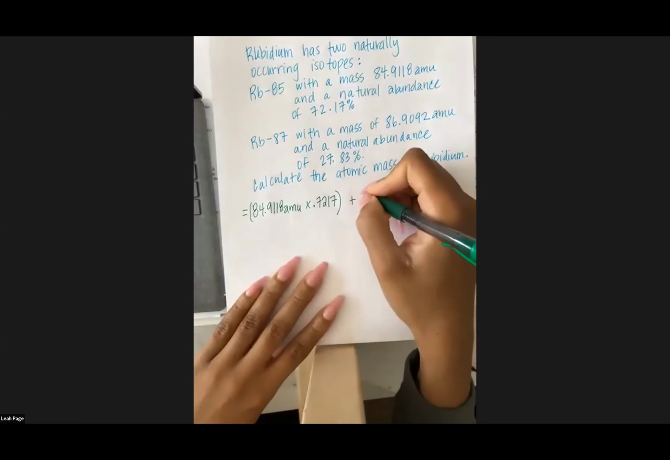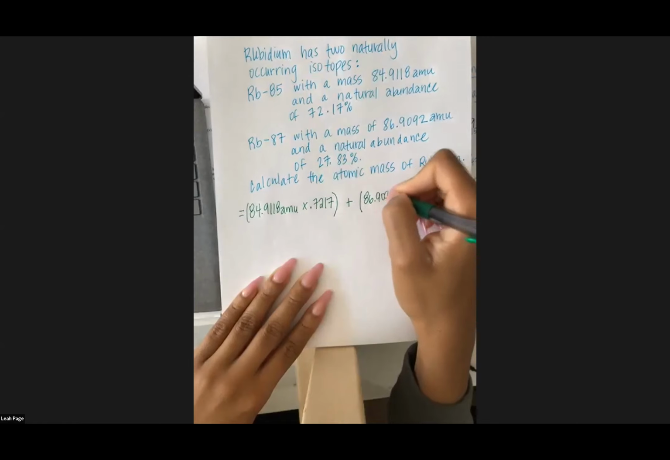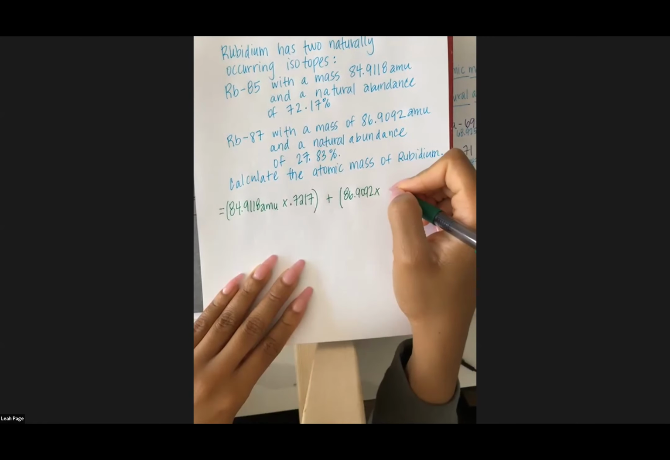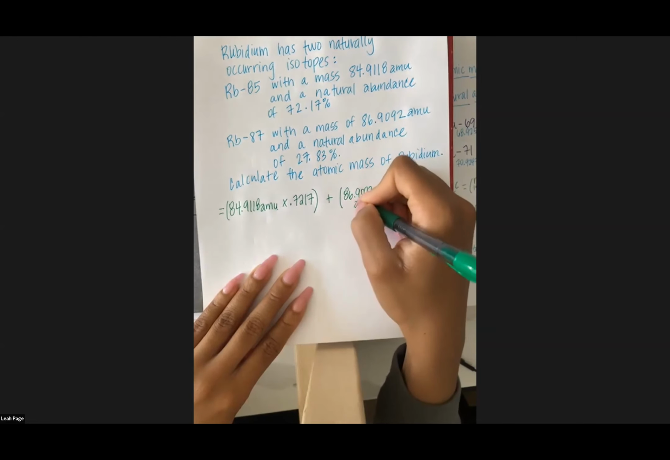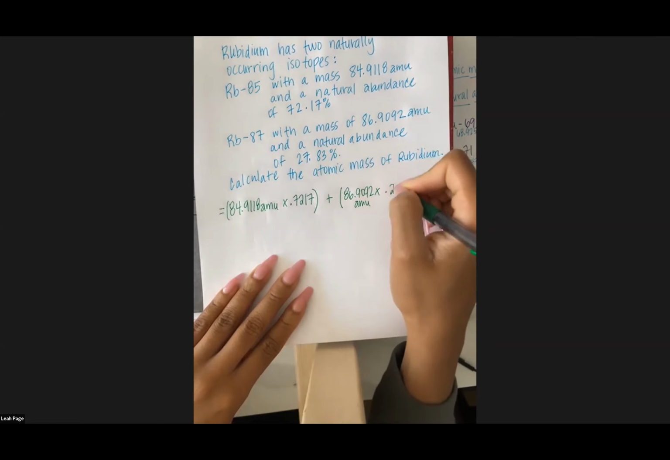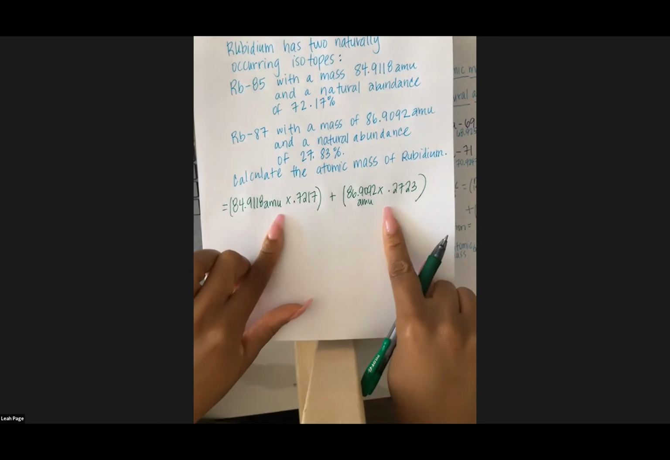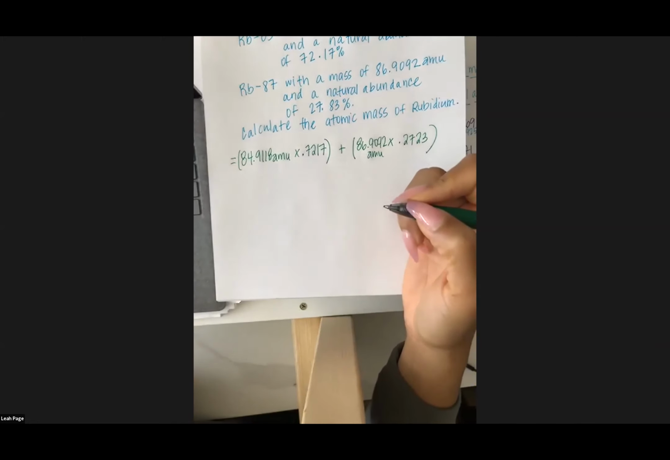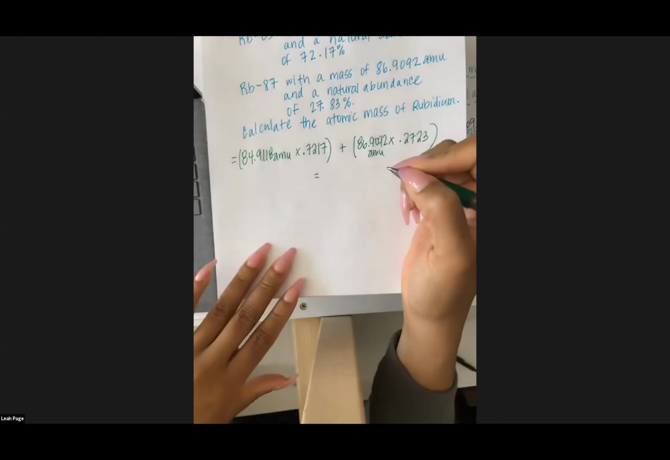All right, so then the next one is 86.9092 AMU times the fraction. What's the fraction, guys? 0.2783. Both of these need 4 sig figs. Most likely those 4 sig figs are going to give you 2 decimal places. So did you guys get 2 decimal places in your final answer? Right, we got it. All right, so what's the final answer?